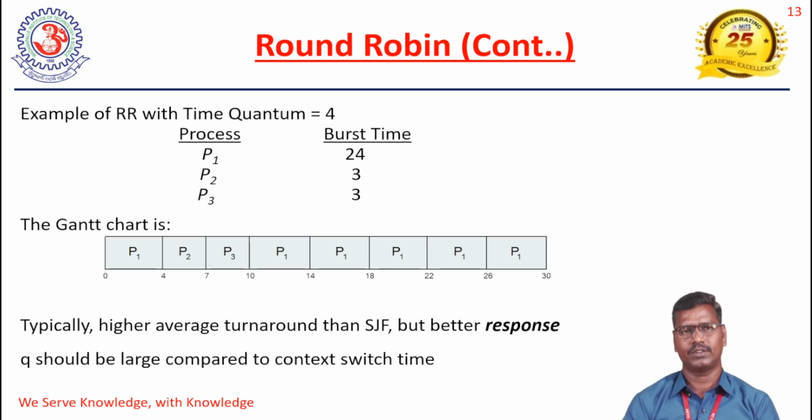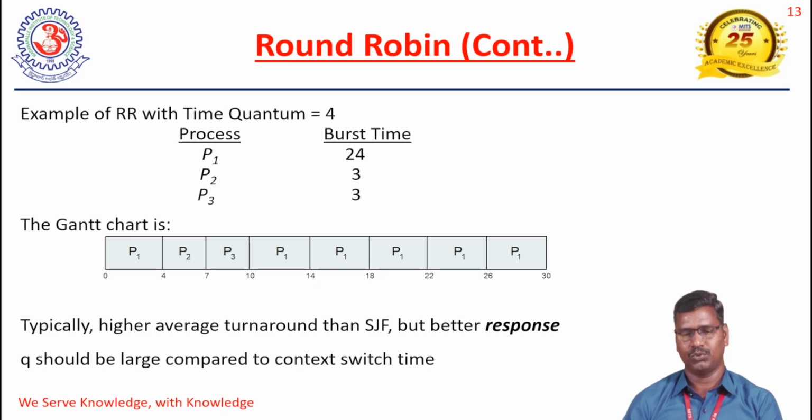Okay, here is the Gantt chart. First, how many times will P1 be executed in the CPU? 6 times: P1 runs 0 to 4, and next 10 to 14, 14 to 18, 18 to 22, 22 to 26, 26 to 30. In total, P1 enters the CPU 6 times.